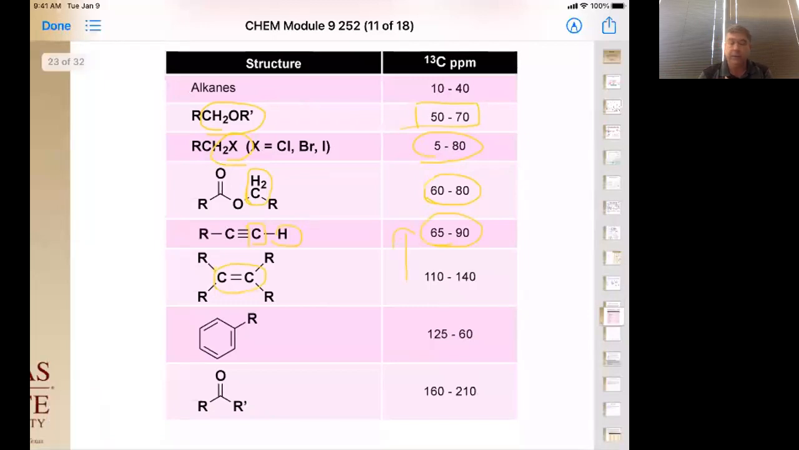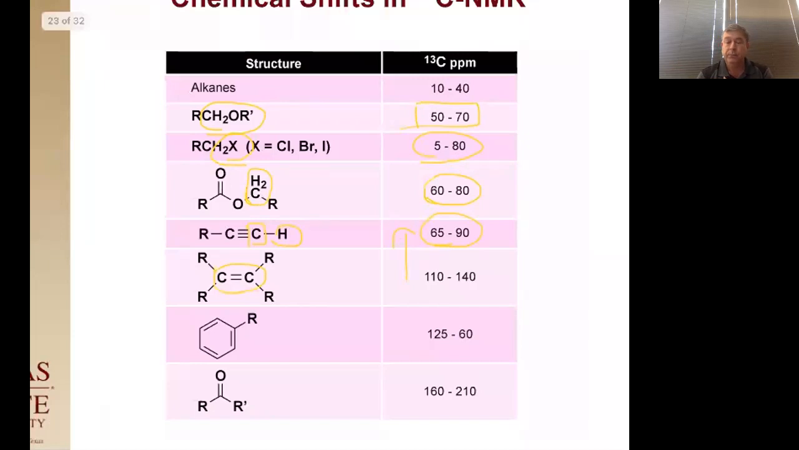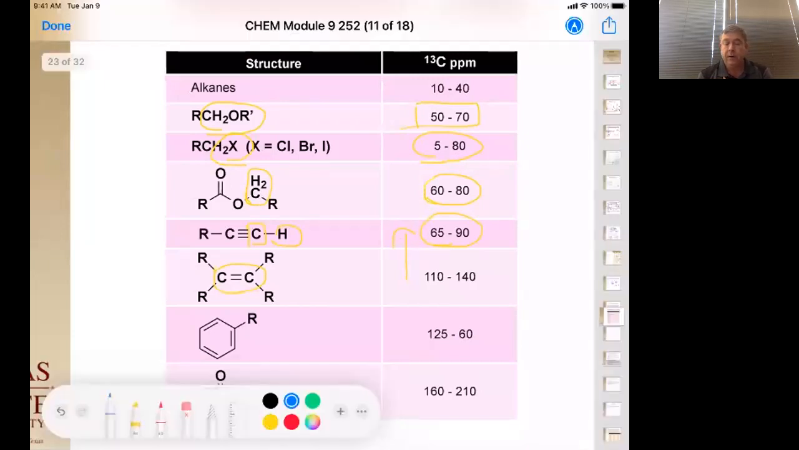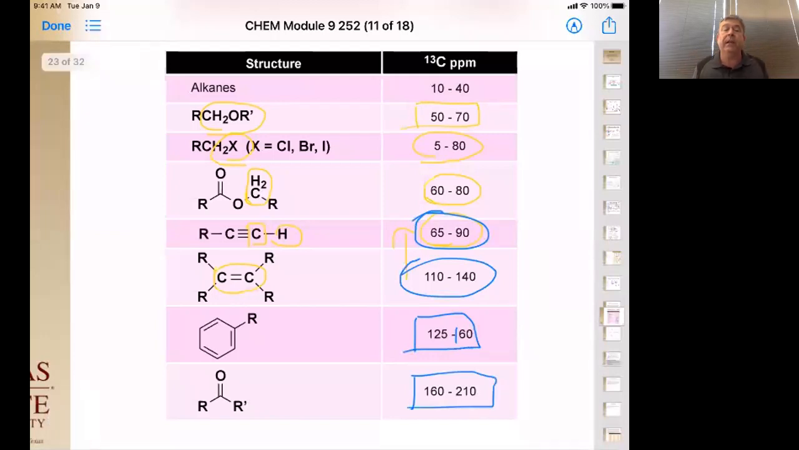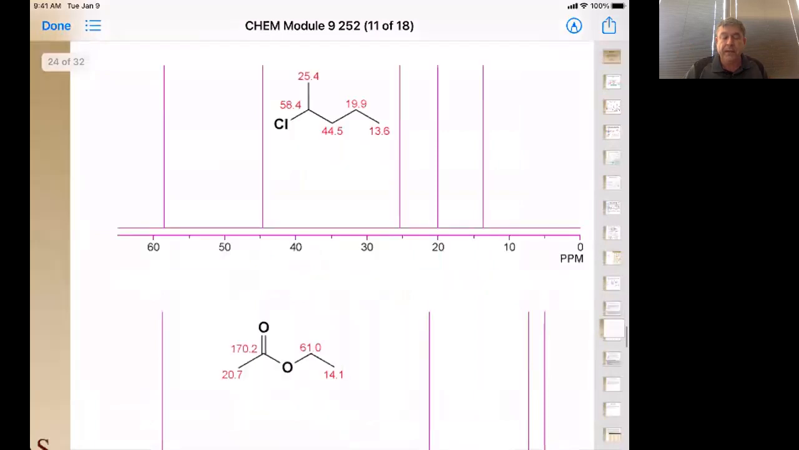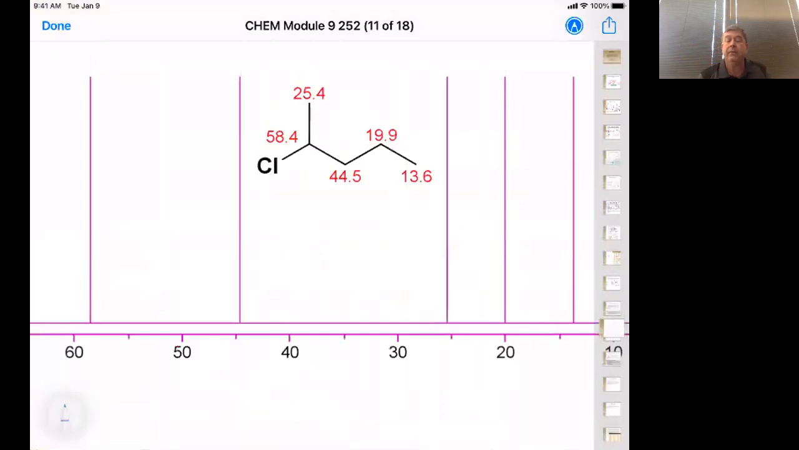Let me switch out of yellow there. That's kind of hard to see. Right here, the alkenes are higher at 110 to 140, but when we have resonance, it shifts even higher, 125 to 160. And then the only thing above that are carbonyls. The carbonyls on esters, aldehydes, ketones, and carboxylic acids are all between 160 and 210. So let's see how we can use this to our advantage and look at uniqueness of carbons and shift, okay? In the case of this structure here, I want to show you why we have the different peaks we have, okay?